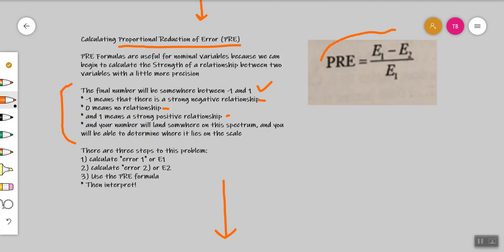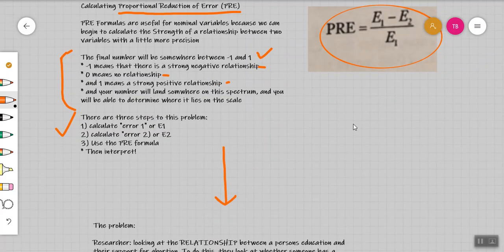And this over here is the overall equation. It's very small. All you really have is 2 different things. You have error 1 and error 2. You just have to plug them in. So there's 3 steps to this problem. Right here, calculate error 1, or E1. Step 2, calculate error 2, or E2. And finally, you just plug those numbers in, and you interpret it on the chart. So here's how simple it is.